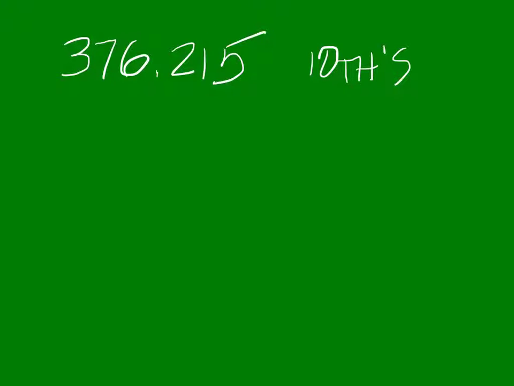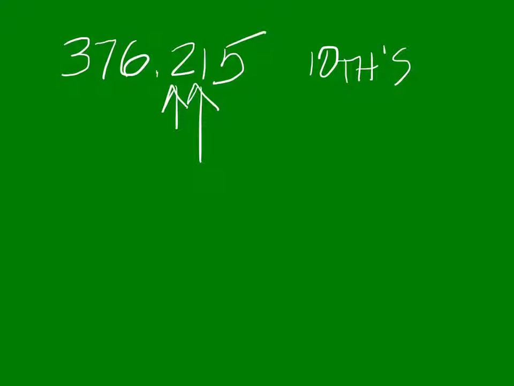We're going to take a look at rounding really quick. If I had 376.215 and I told you to round to the tenths place, can you tell me what number is in the tenths place now? 2 is right, because this is the tenths place. What number would I have to look at in order to judge whether or not that 2 will become a 3? The hundredths place, right, which is the one to the right of it.